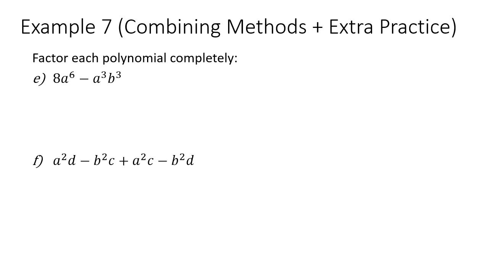All right, so for part E, again, you should probably start by checking for greatest common factor, which we have in this case. There's a's in both terms. So if we pull the a cubed out, that would leave us with 8a cubed in the first term and b cubed in the second term. We're not done though. This is actually a difference of perfect cubes, because 8 is 2 cubed, and 2 cubed a cubed is 2a cubed. So we've got 2a cubed minus b cubed.